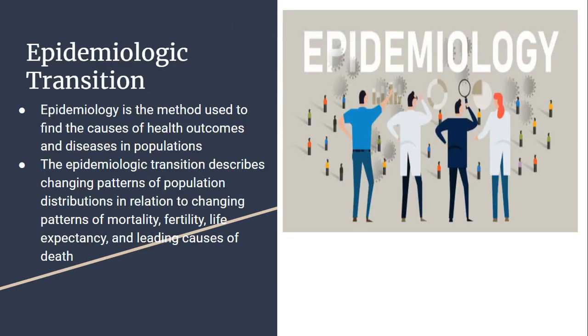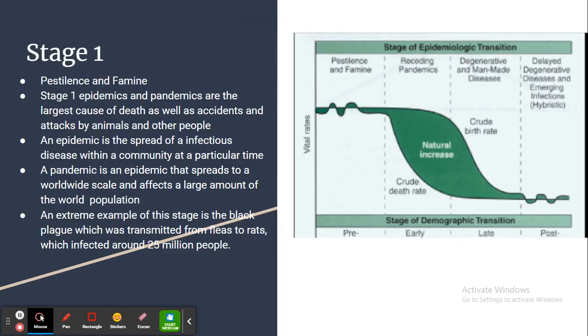The epidemiologic transition describes changing patterns of population distributions in relation to changing patterns of mortality, fertility, life expectancy, and leading causes of death. Stage 1: Pestilence and Famine.